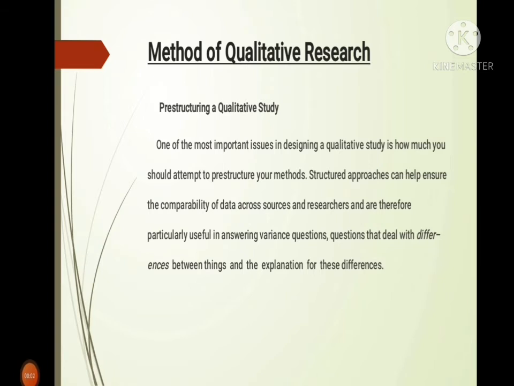Now we are going to the method of qualitative research. The first one is about pre-structuring a qualitative study. One of the most important issues in designing a qualitative study is how much you should attempt to pre-structure your method. Structured approaches can help ensure the comparability of data across sources and researchers and are therefore particularly useful in answering variance questions that deal with the difference between things and the explanation of this difference.